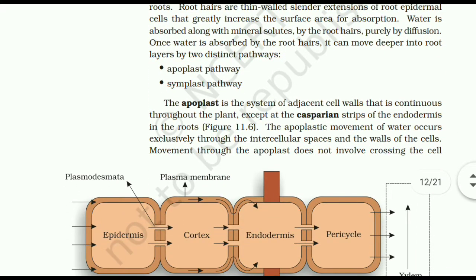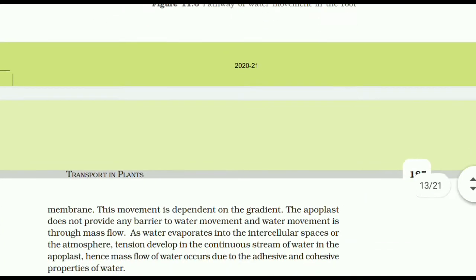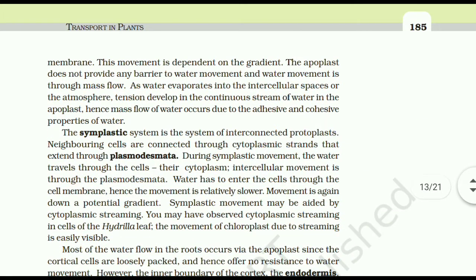The apoplast is the system of adjacent cell walls that is continuous throughout the plant except at the Casparian strips of the endodermis in roots. The apoplastic movement of water occurs exclusively through the intercellular spaces and the walls of the cells. Movement through the apoplast does not involve crossing the cell membrane. This movement is dependent on the gradient. The apoplast does not provide any barrier to water movement, and water movement is through mass flow.